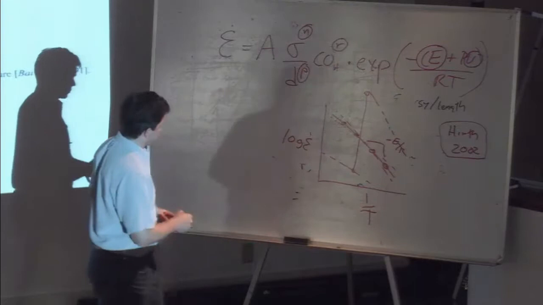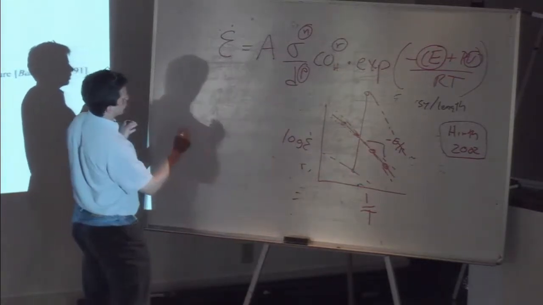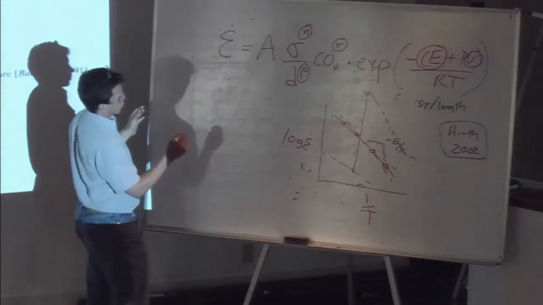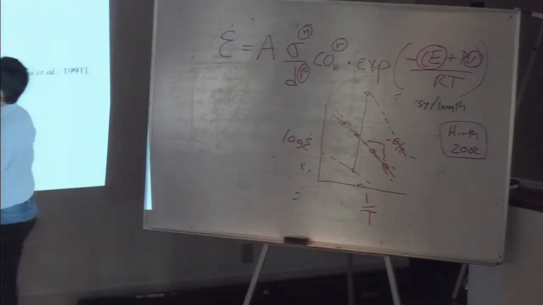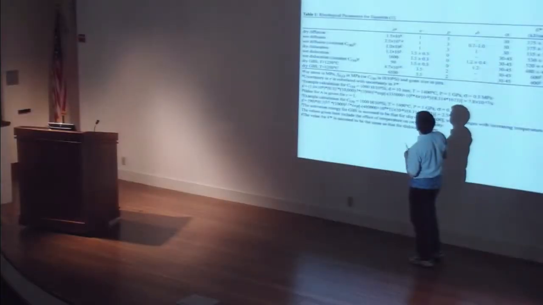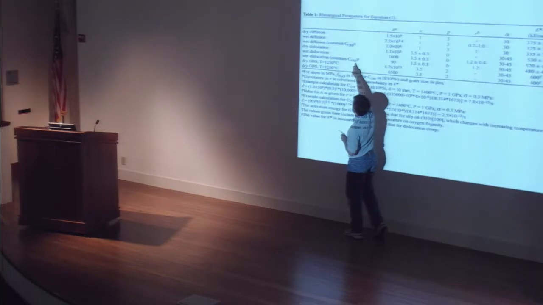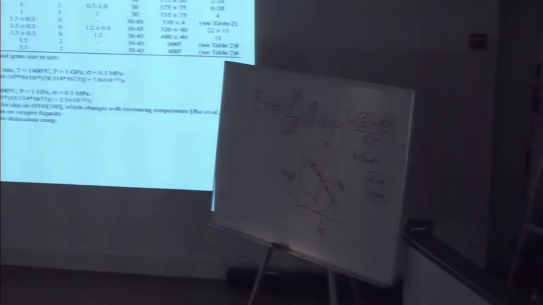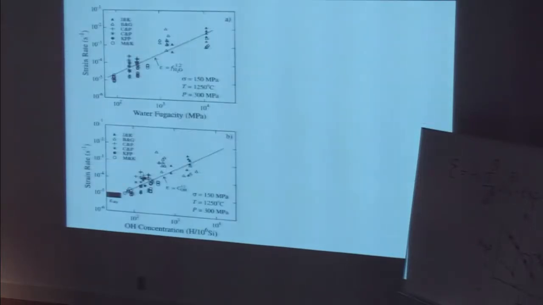Okay, so what we're going to do is set up, we'll do dislocation creep first. So we'll plot up wet dislocation creep with constant COH. And before we talk about that, I thought it would be worthwhile just to show you where these types of things come from.